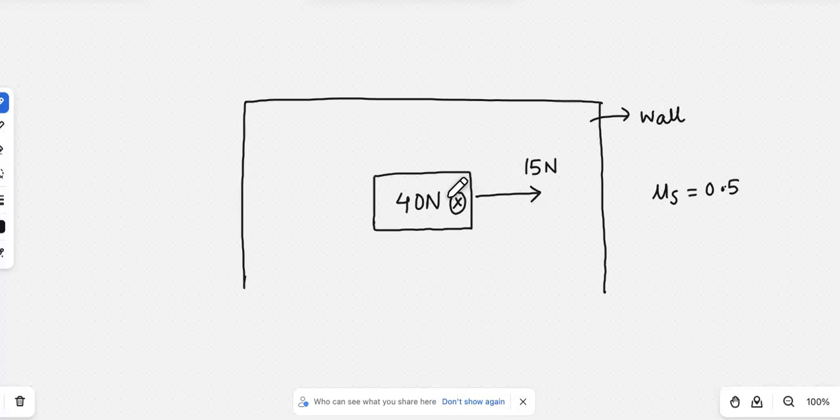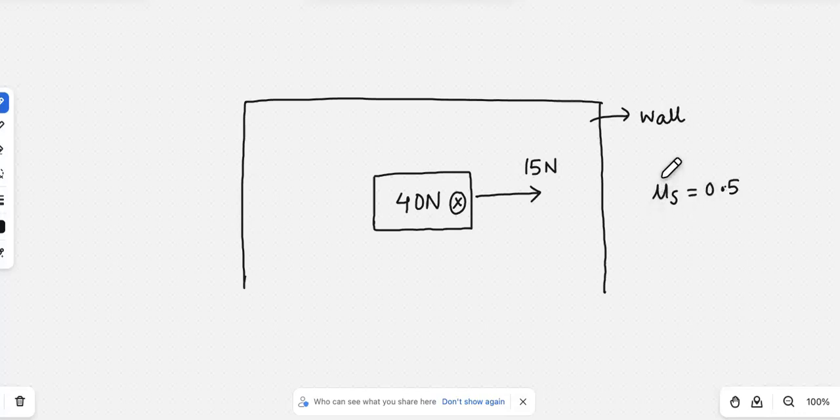You are applying the force inside the page, it is going in, and there is a 15 Newton force which is acting parallel to the wall. Let's say it is towards right, it can be at left also, we have taken it as right, and the coefficient of friction between the wall and the block is 0.5. Now the question is whether the block will move or not, and if it moves, which direction it will move, and if no, then we have to find the frictional force exerted by the wall on the block.